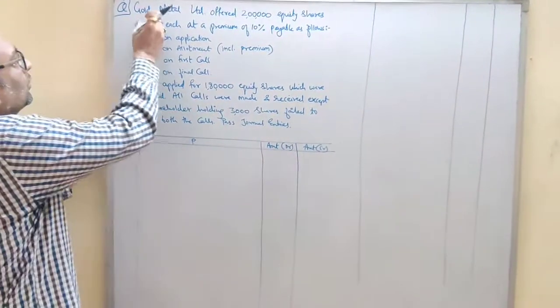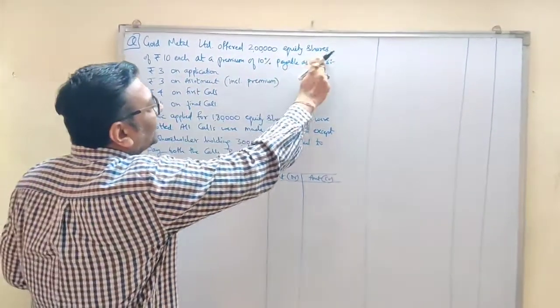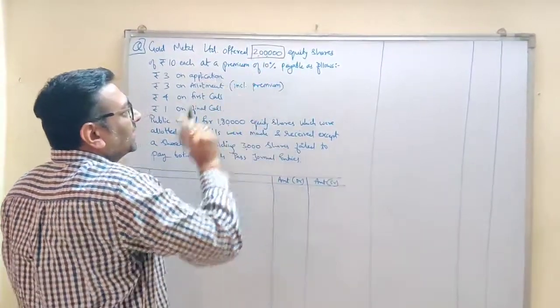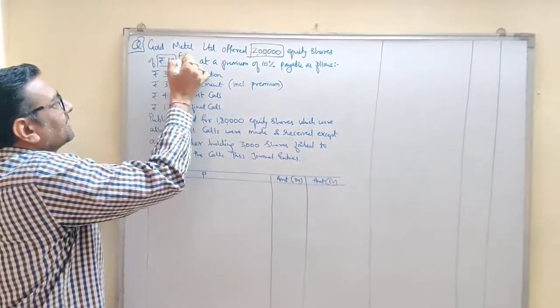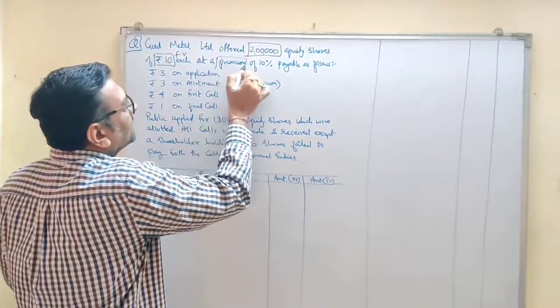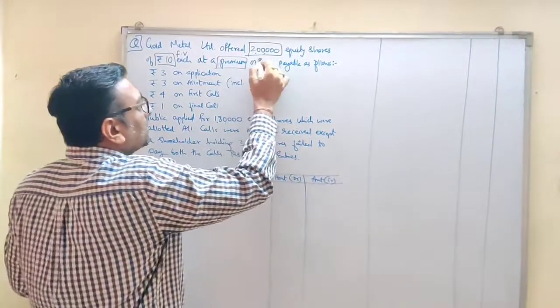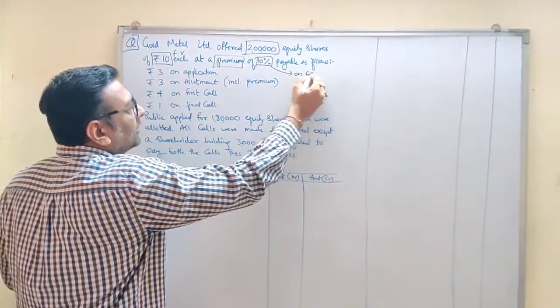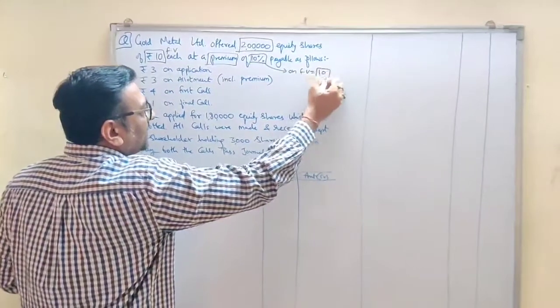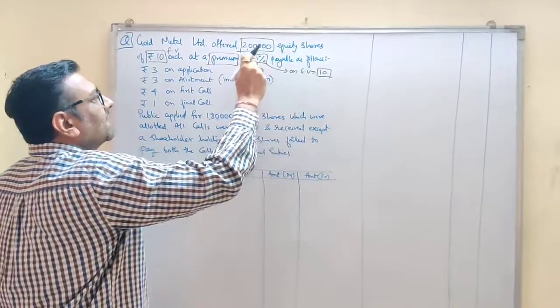What the question says: Gold Metal Limited offered 2 lakh equity shares. This is the number of equity shares offered to the public. Rupees 10 each, this is the face value. And premium is also given. Premium is 10%. You will calculate this 10% premium on the face value. Face value is 10 rupees, so 10% of 10 rupees.